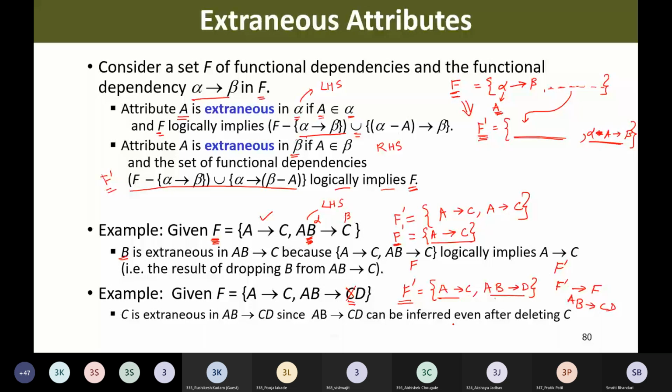See, what I can do is, I can augment B here in this functional dependency. So I come up with AB to BC. Right? Now, I am having this AB to BC and I am having this AB to D. So, left hand side is same. So, I may use union rule here and I may come up with AB to BCD.